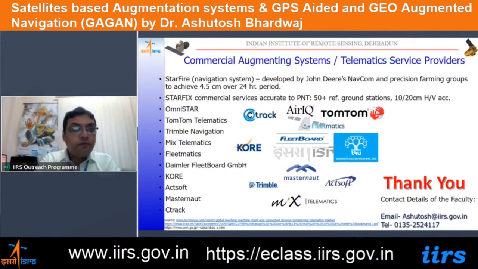Then Trimble is also providing the RTX satellite and RTX based on the internet. So through the internet as well as through the satellite, both services are available from Trimble Navigation. A similar service is available from Leica also, and MiX Telematics. So all these companies are providing a lot of services for the users, which can provide high accuracy for different applications in real time.